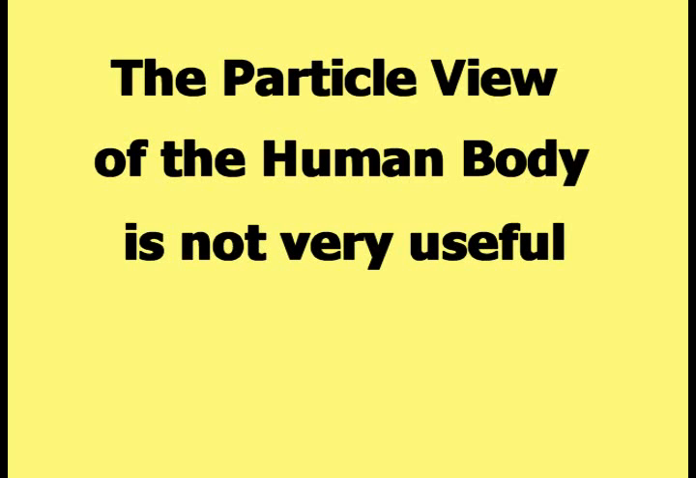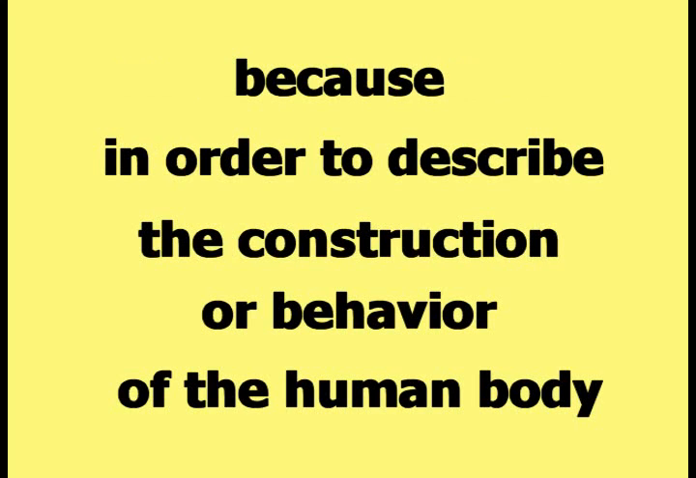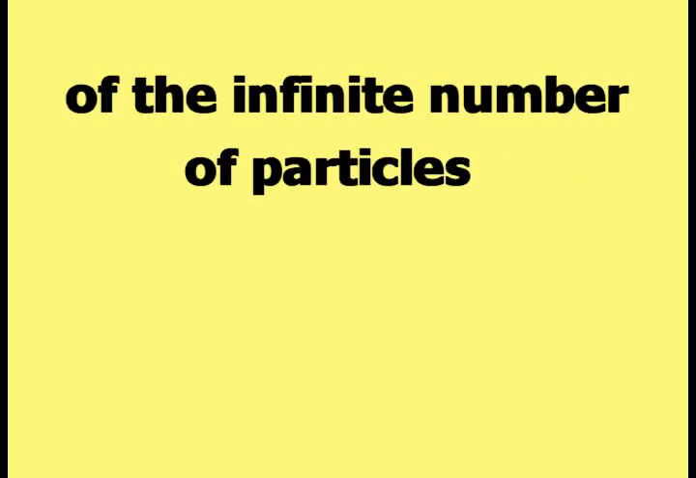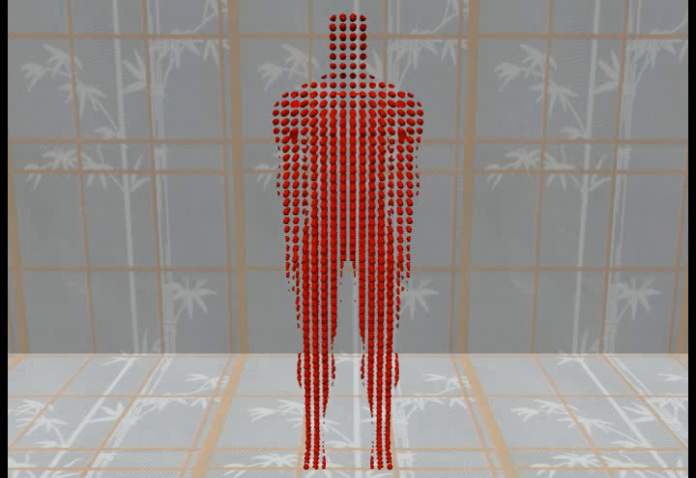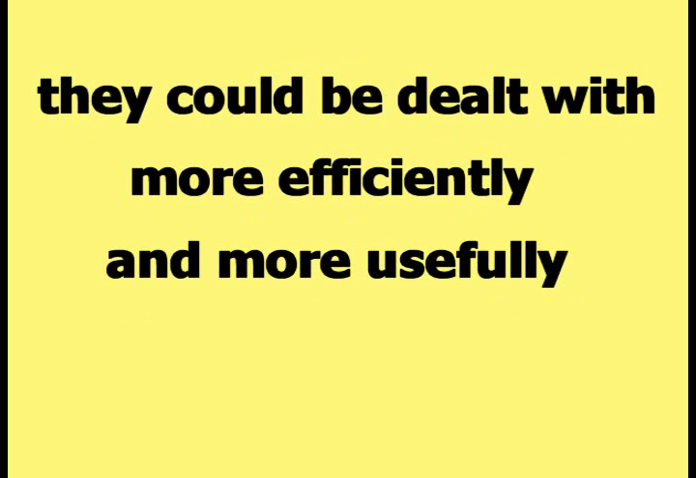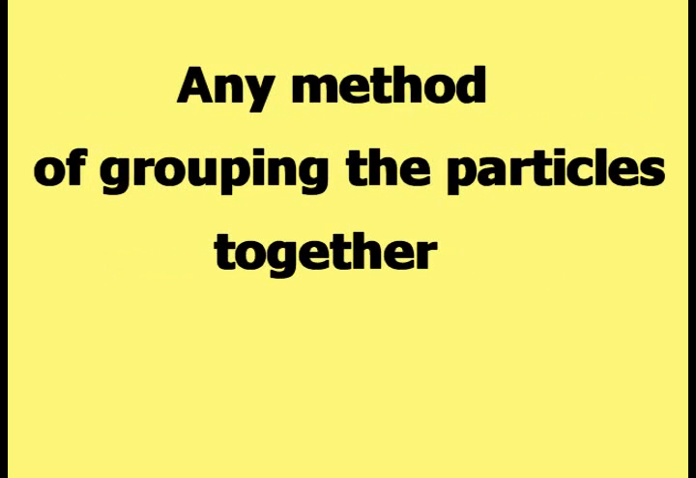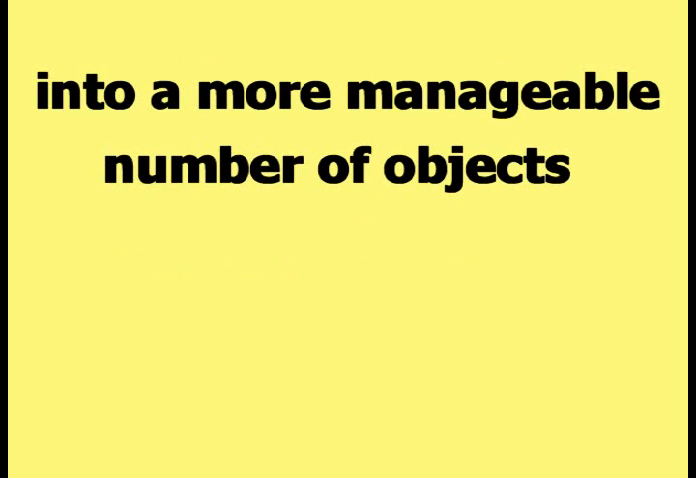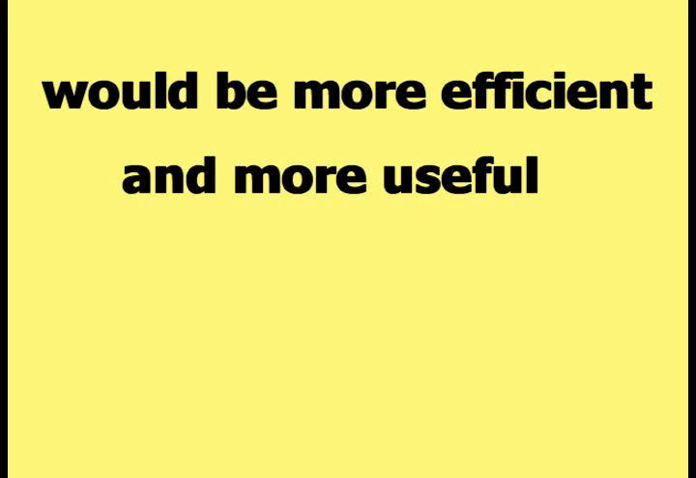The particle view of the human body is not very useful because in order to describe the construction or behavior of the human body, it would be necessary to describe the behavior of every single one of the infinite number of particles that comprise the particle view of the human body. If the individual particles were grouped together in some way, they could be dealt with more efficiently and more usefully. Any method of grouping the particles together that reduced the infinite number of particles into a more manageable number of objects would be more efficient and more useful.